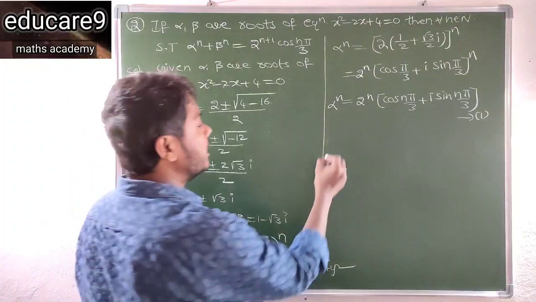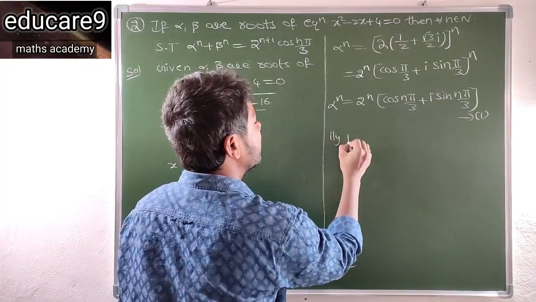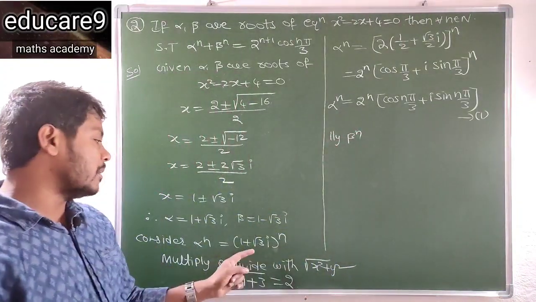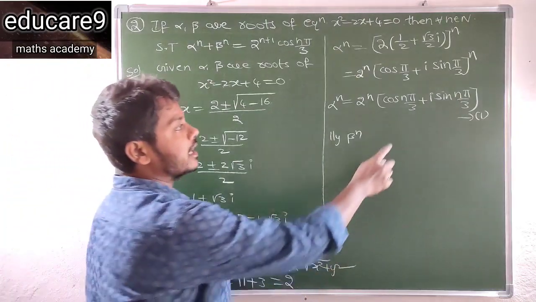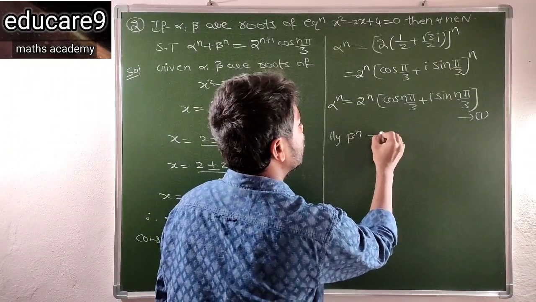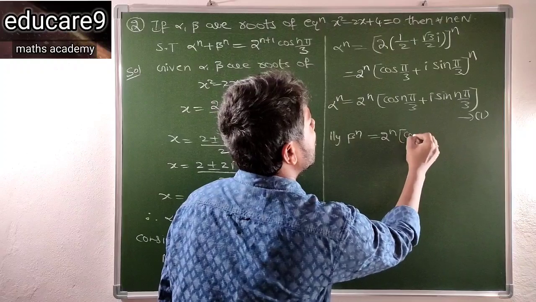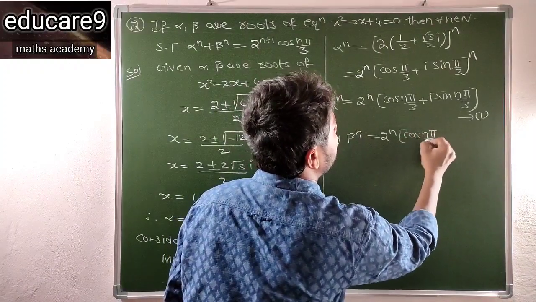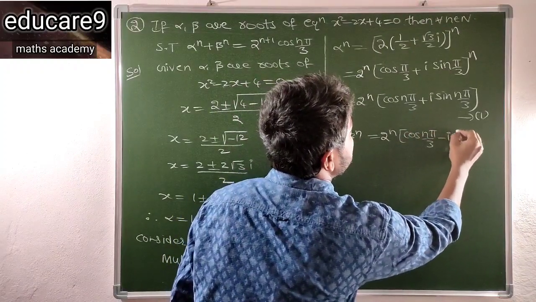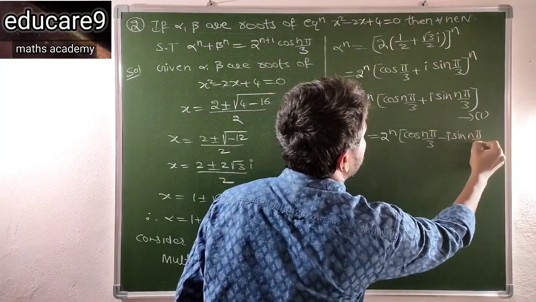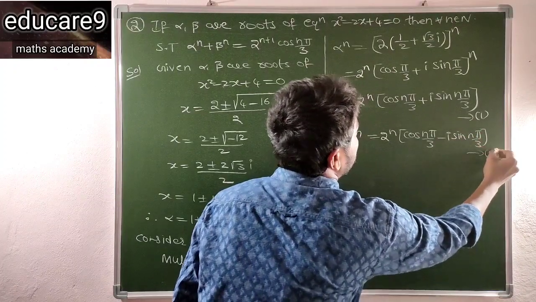Okay. So similarly, the beta power n value. So clearly in between the minus is there, so you will get here also minus, that is 2 to the power of n into (cos n pi by 3 minus i sin n pi by 3). So this is equation 2.